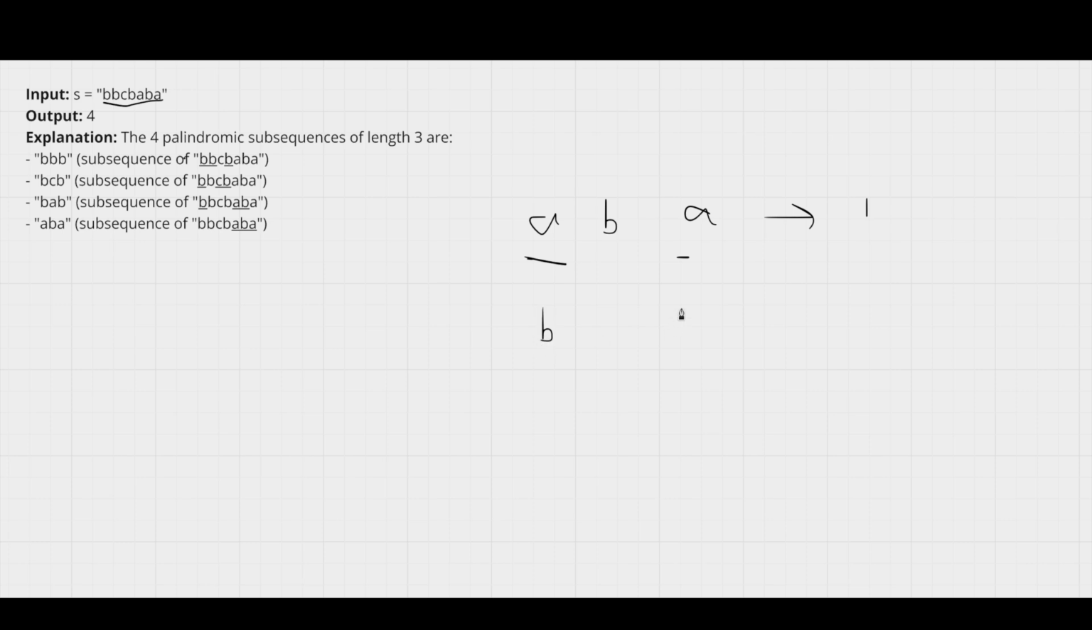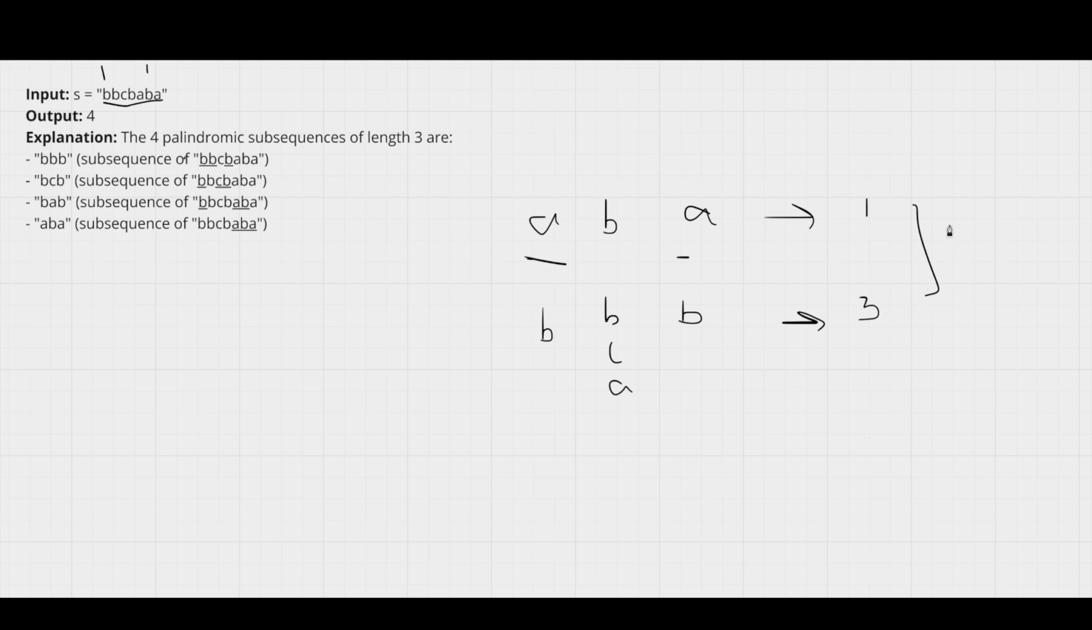So we have fixed the first B and the last B. How many characters are between them? We are taking the first B and the last B. In these, we are having B, C, B, A, which is 4 characters. But we need to take the unique ones, so we will be taking only the 3 characters. What are they? They are B, C, A. So these are the 3 more subsequences.